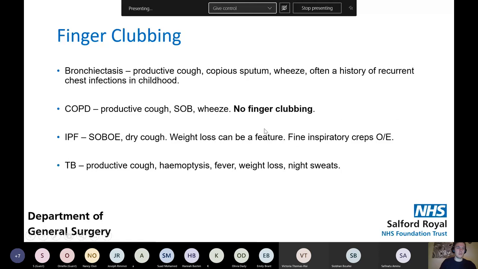This is just some of that. And again, so fine inspiratory crepitations is the classic examination finding for IPF. As I've said, that could be something that comes up in an auscultation because these patients tend to have a very slow progression of their disease. You might have somebody like this in your exam.